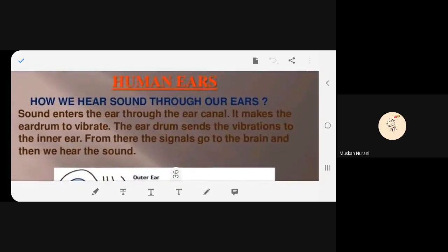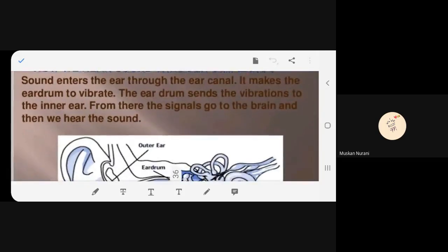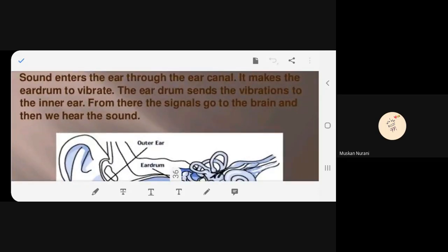Now we see what is inside our ears, what human ears are made up of. Human ears. How we hear sound through our ears. Sound enters the ear through the ear canal. It makes the eardrum vibrate. The eardrum sends the vibration to the inner ear. From there, the signal goes to the brain, and then we hear the sound. How do we get the sound through our ears? Like I'm speaking right now and you were speaking, so I can hear your sound, isn't it? How does it happen? We'll go one by one.